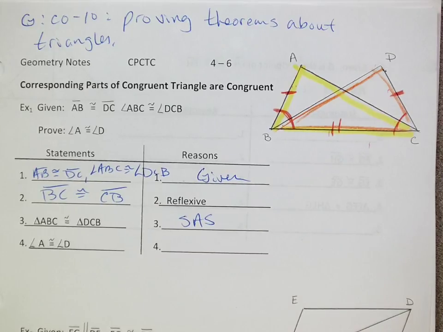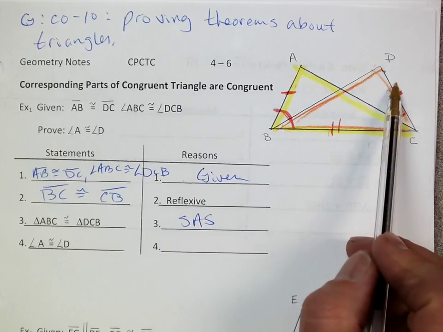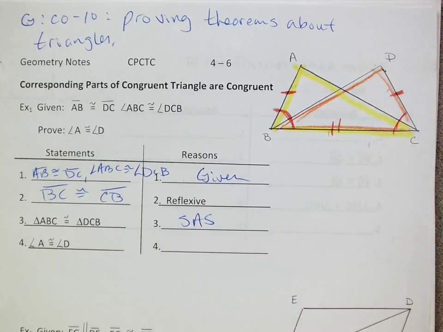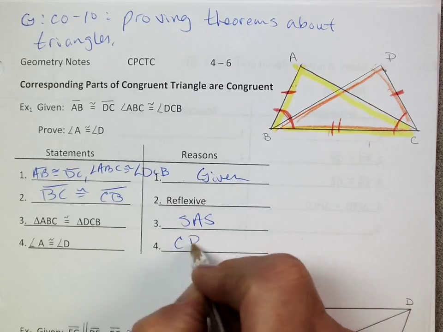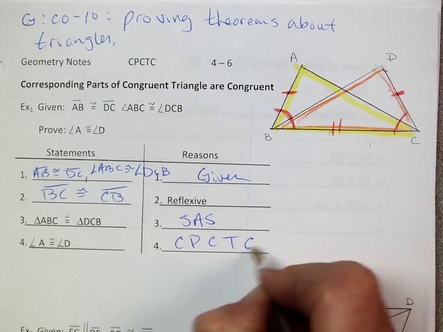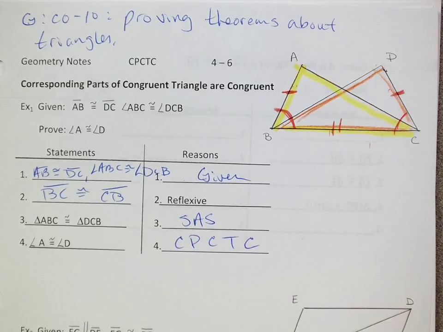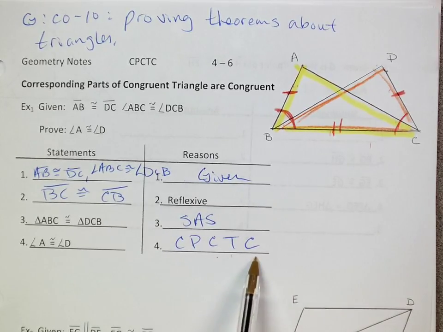Now, because the triangles are congruent, I can say anything I want about their corresponding parts, right? So A's got to be congruent to D because they are corresponding parts of congruent triangles, right? CP, CTC. Corresponding parts of congruent triangles are congruent.